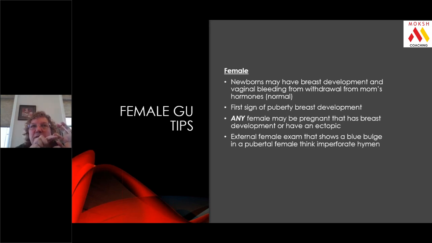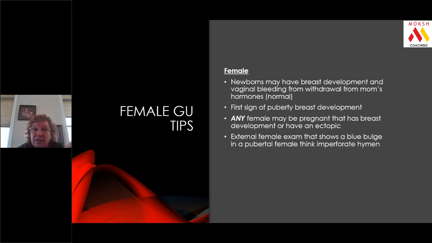I still have a hard time picking the answer of supportive care or watch and wait. Those are two difficult choices, but these are some things that they like to put on the exam that actually are very common and benign. So recognize that newborns, baby girls, may have breast bud development and they can have vaginal bleeding because when they were inside mom, they were getting all mom's hormones.